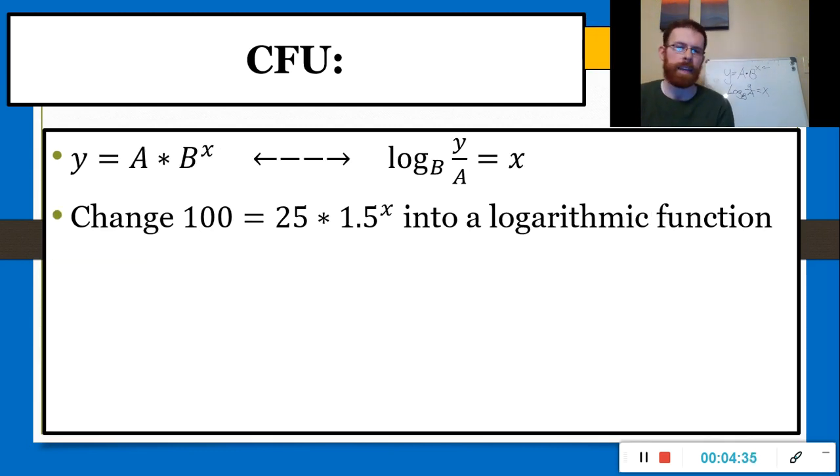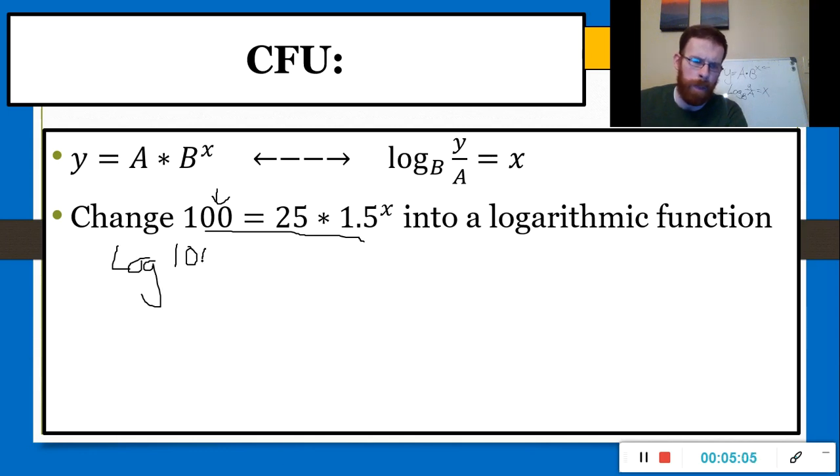So for this check for understanding, take 10 seconds, pause the video, and see if you can change this exponential statement, 100 is equal to 25 times 1.5 to the x, into an actual logarithmic function. Once again, take that time and figure it out right now. And so, if I know this is my y, that's log of 100 divided by your first term, 25.